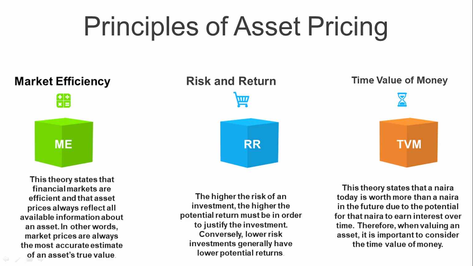The second principle is the risk and return principle. This principle states that assets with higher risk have the potential of yielding a higher return to justify the investment in such an asset, while assets with lower risk generally have the potential of lower returns. The risk and return principle shows that the higher the risk of an investment, the higher the potential return must be in order to justify the investment. Conversely, lower risk investments generally have lower potential returns.